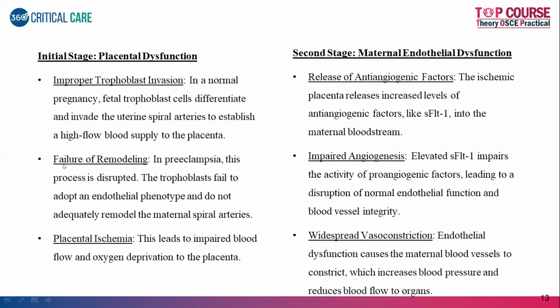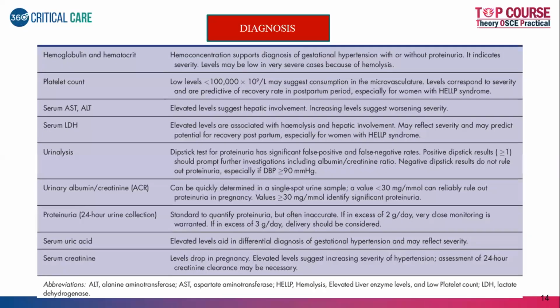Improper trophoblast invasion, failure of remodeling, placental ischemia. This in detail I've just mentioned. Then release of anti-angiogenic factors, impaired angiogenesis and widespread vasoconstriction leading to end organ damage. Okay, simple. Now coming to the diagnosis.